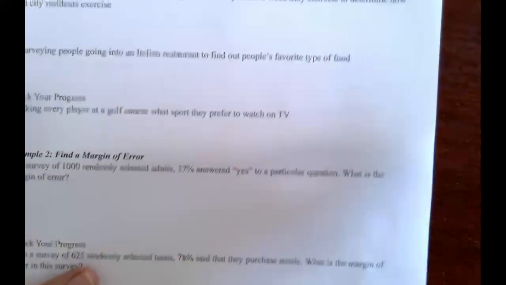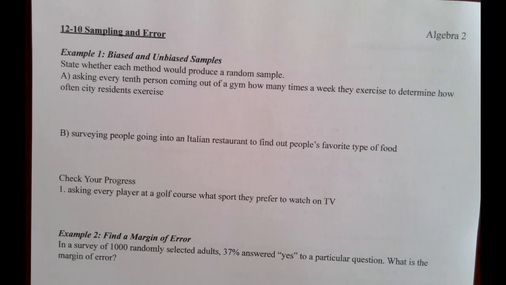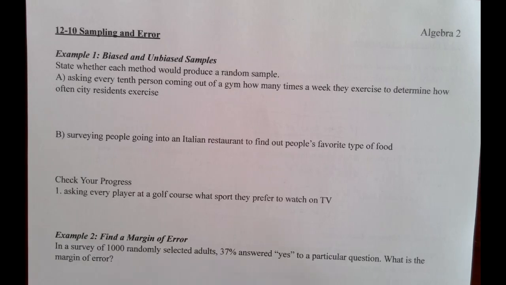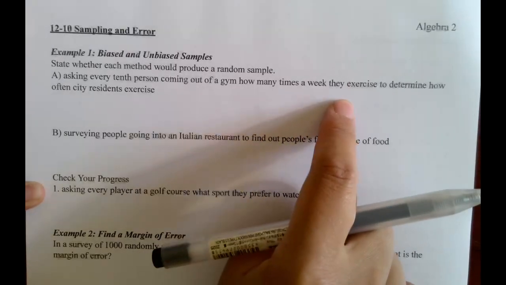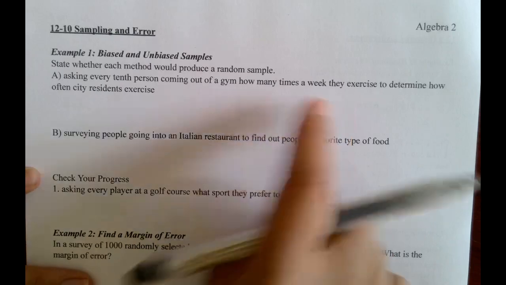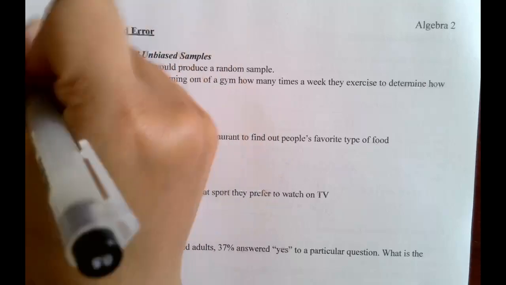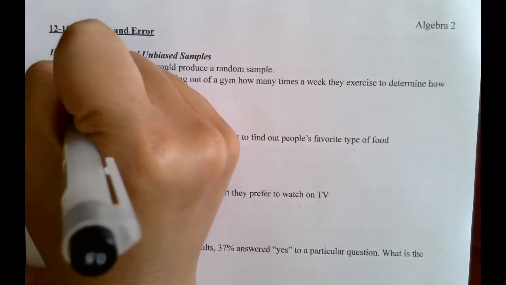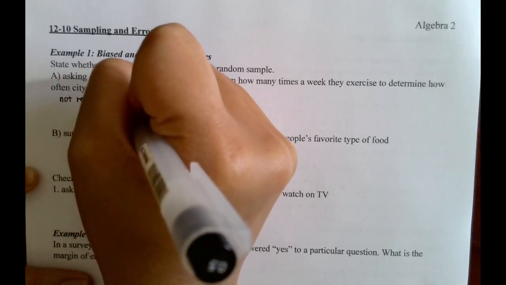Okay. So we're going to state whether each method would produce a random sample, right? So meaning would it be unbiased, or at least as unbiased as we can be. Okay, so here it says, asking every 10th person coming out of a gym how many times a week they exercise to determine how often city residents exercise. Okay, so this would not result in a random sample, right? Not result in a random sample. Result in a random sample.